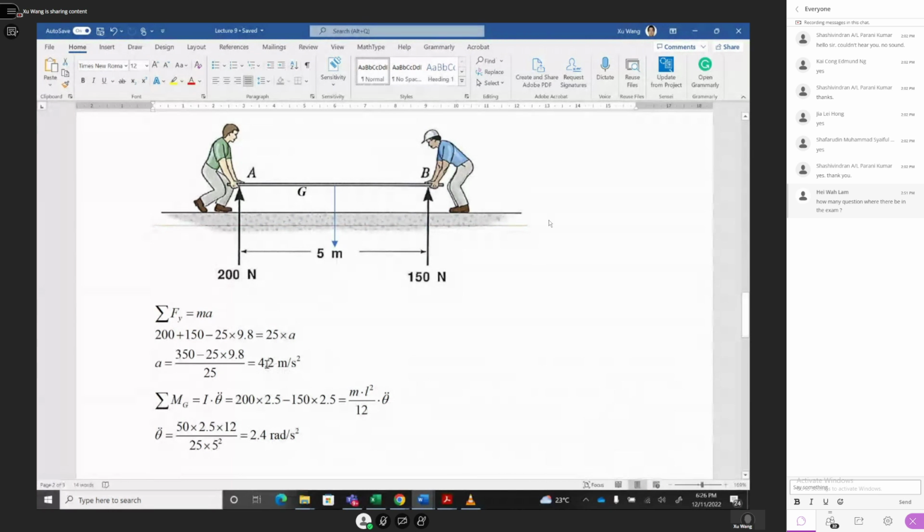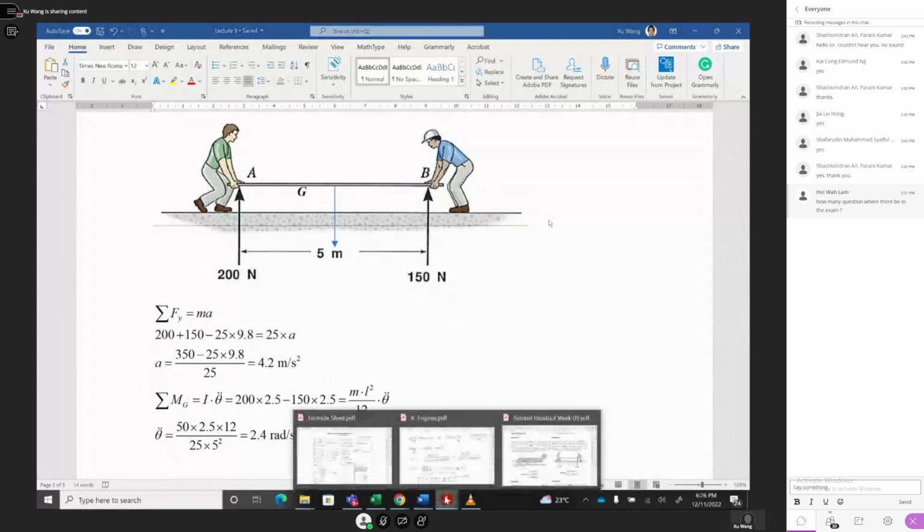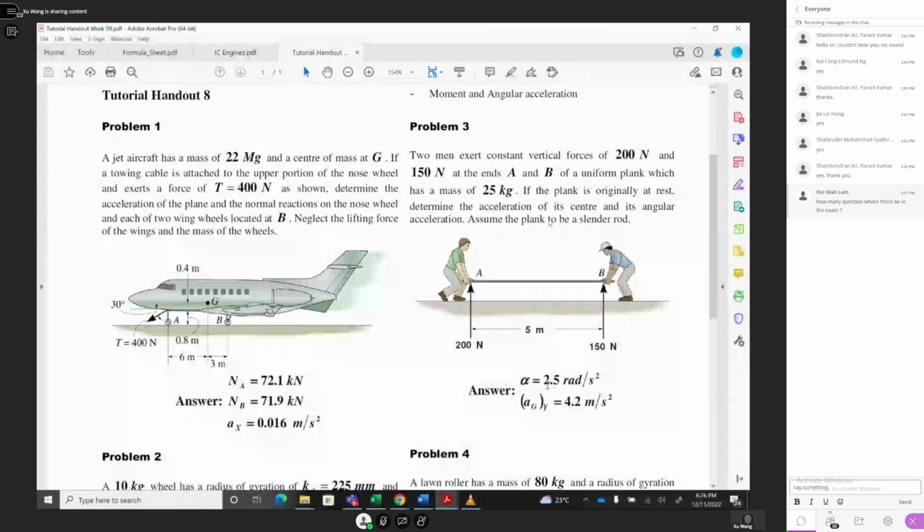So you get a is 4.2, and theta double dot is 2.4, sorry, 2.4. So 4.2, 2.4. Whether 2.4 or 2.5, there is a little bit of difference.